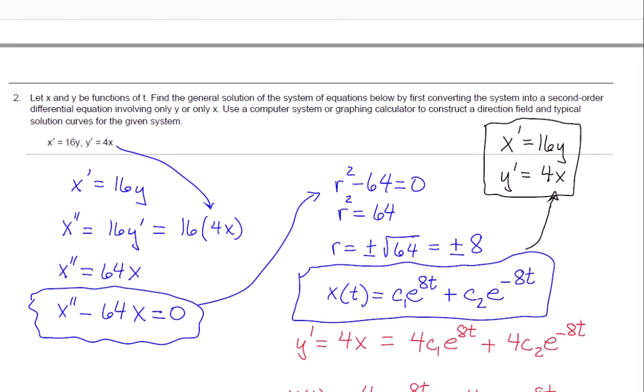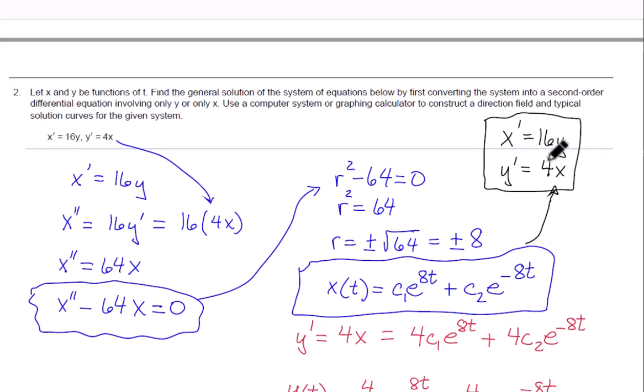All right, in this case, we're going to go and find the solutions to this particular system. We're also going to look at the direction field and some solution curves. So, x prime is 16y, y prime is 4x. So, we're first going to figure out what is the solution for x. So, x prime is 16y. So if I differentiate x again, that's 16y prime.